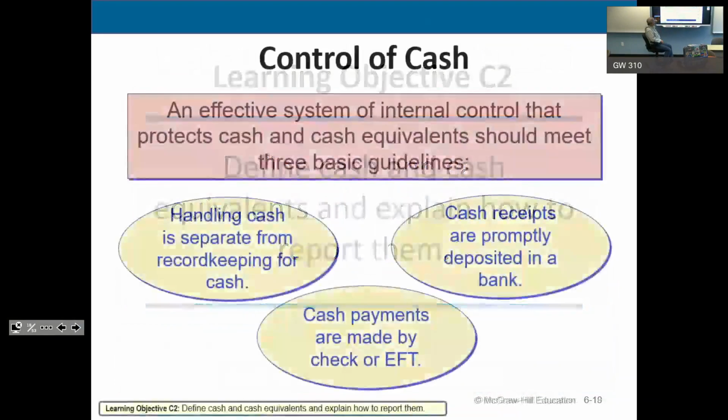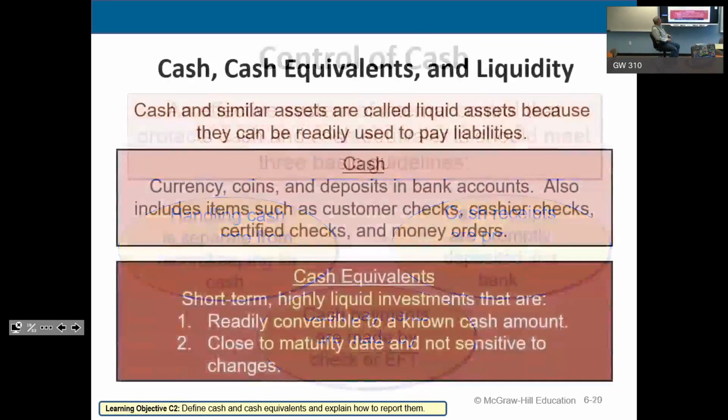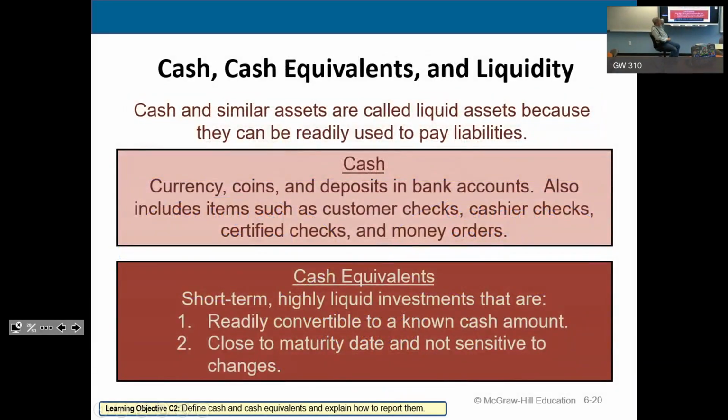All right, cash and cash equivalents. Control of cash: an effective system of internal control that protects cash should meet three basic guidelines. Separate duties, right? We already went over it. Cash payments are made by check or electronic fund transfer, EFT. Cash receipts are promptly deposited, of course. Cash and similar assets are called liquid because we can use them to pay liabilities right away. Cash is currency, coins, deposits in bank accounts, customer checks, cashier's checks, certified checks.